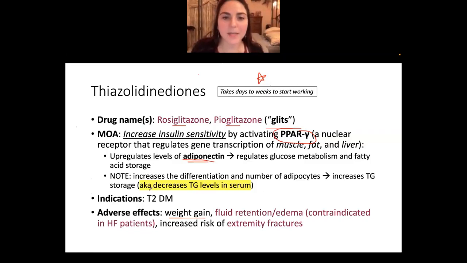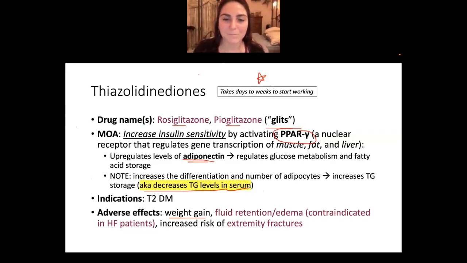But PPAR gamma is located in the muscle, fat, and liver. And notice it decreases triglyceride levels in the serum. So it's kind of a cool little tie-in with these two drugs: a PPAR enzyme is doing a similar thing with these diabetes drugs as well as these lipid-lowering agents.